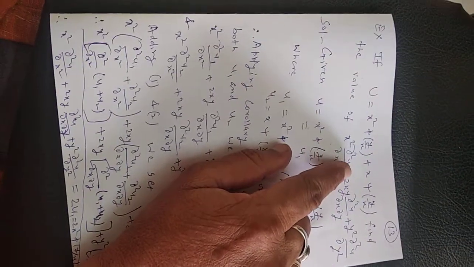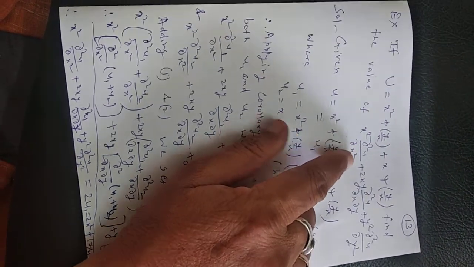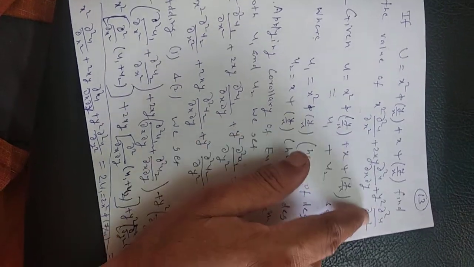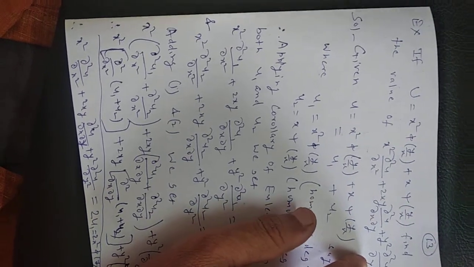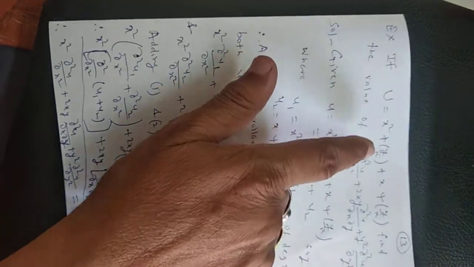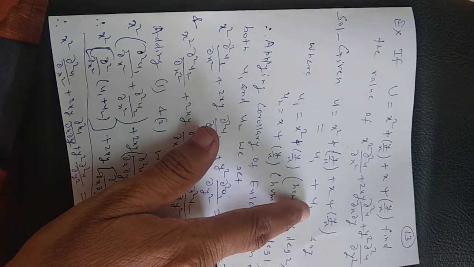Next example is: if u equals x square phi of y by x plus x psi of y by x, find the value of x square dou 2u by dou x square plus 2xy dou 2u by dou x dou y plus y square dou 2u by dou y square by using Euler's theorem. So here u is the sum of this and this, and therefore the first term we assume as u1 and the second term we assume as u2.